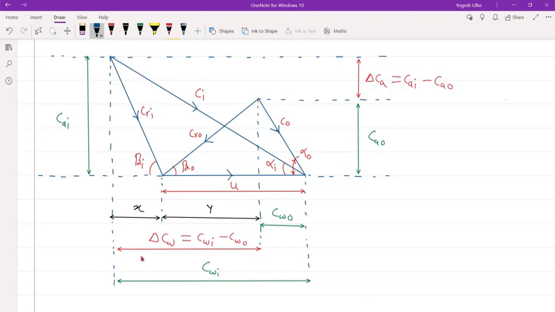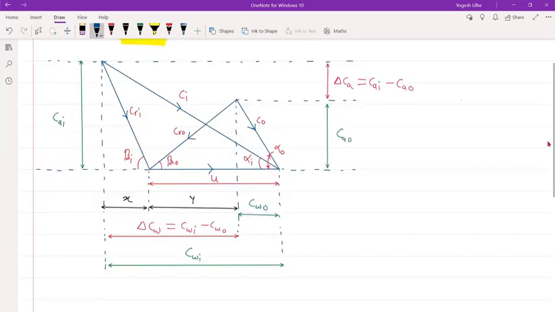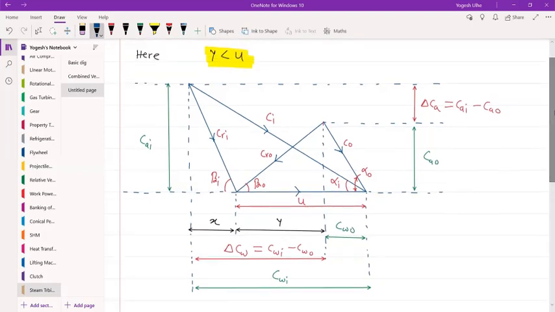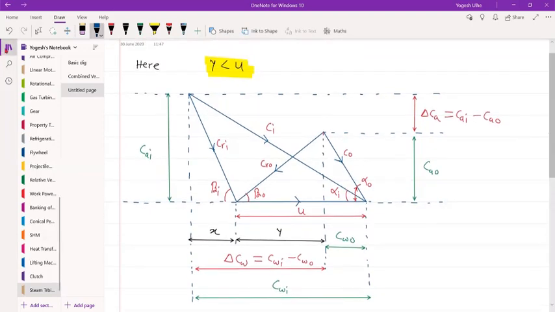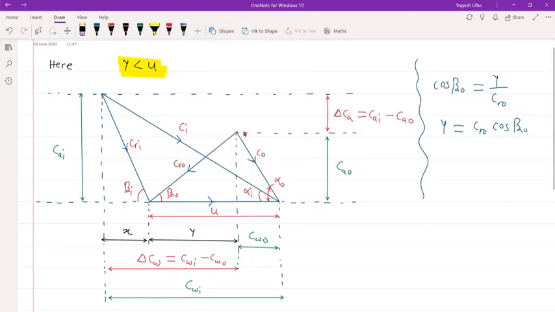Here Y is what? Guys, try to have a look at this diagram. Try to understand my point. In this discussion, cos of beta O is equal to what, guys? Y by CRO. So Y is equal to CRO cos of beta O. Any doubt in this discussion? No, sir. You got this scenario? Yes.